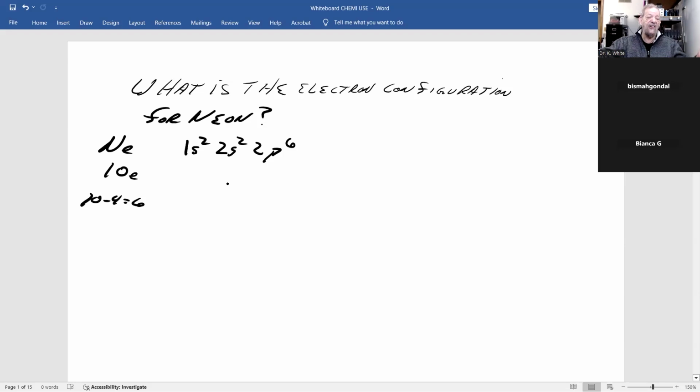Now, if we go on to the next element, sodium, then I'd have to go to shell 3 because we just filled up shell 2. But we're not going to do that. I have done that in the problem set.